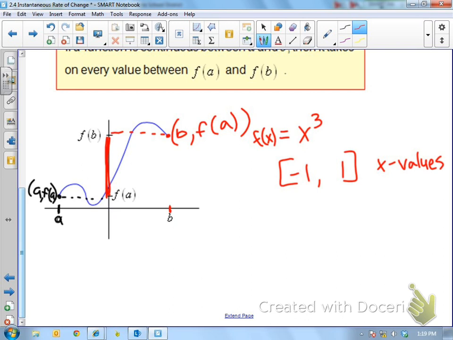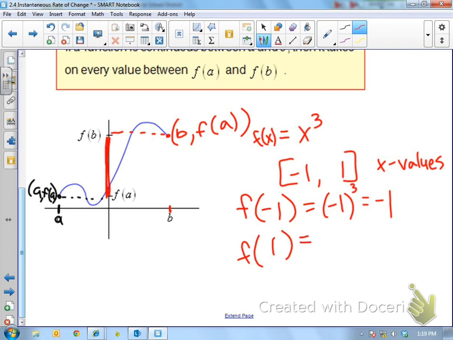How do I find y values that go with x values? Plug it in. So my first y value, this is f of A, would be -1 cubed, or -1. If I plug in f of B, I get +1.